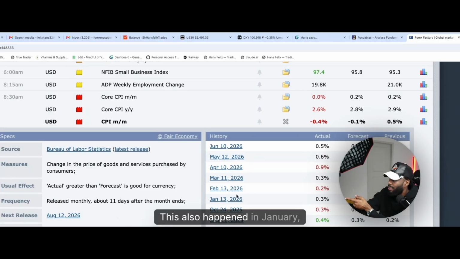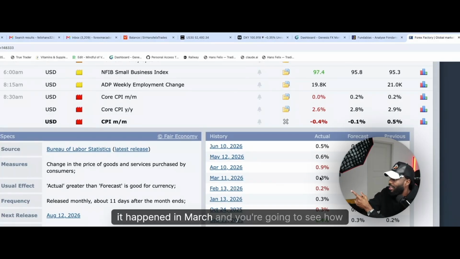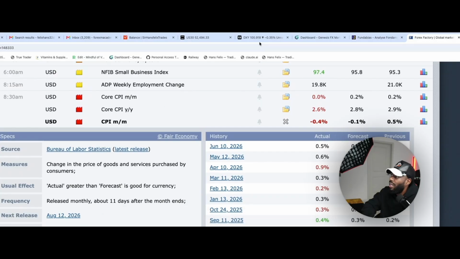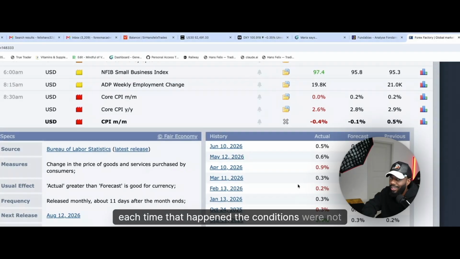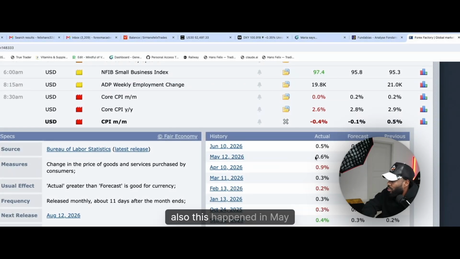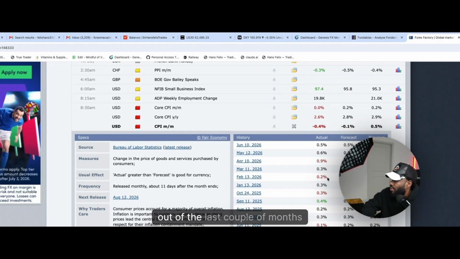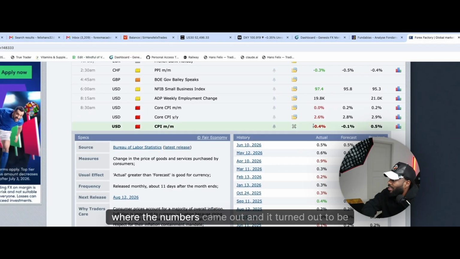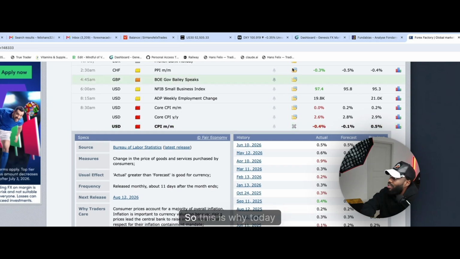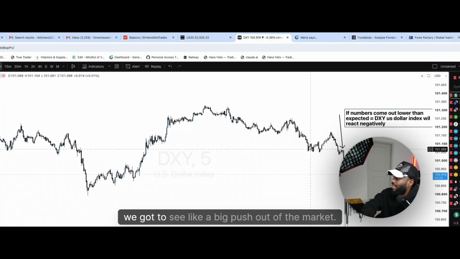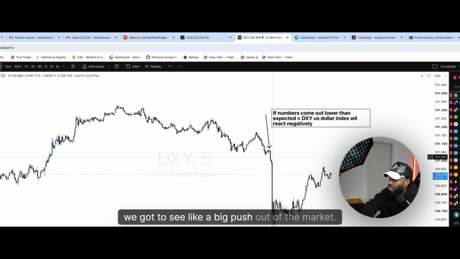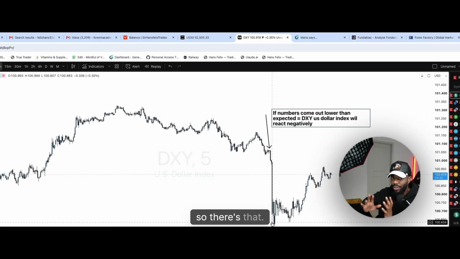This also happened in January. It happened in March. And you're going to see how each time that happened, the conditions were not good. Also, this happened in May and it happened in June as well. So this month is like the only month out of the last couple of months where the numbers came out and it turned out to be less than expected or higher than expected. So this is why today we got to see like a big push out of the market. All right. So there's that.